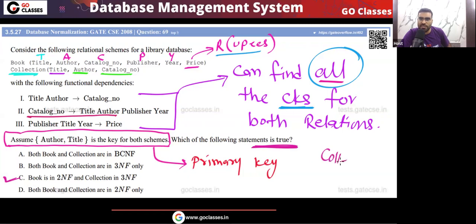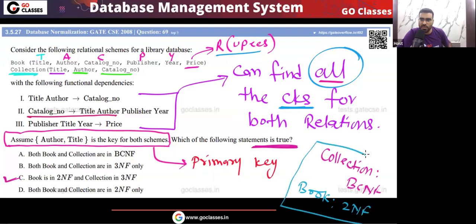Actually, the collection table is in BCNF and the book table is in 2NF. This is the best answer. Remember, this is the best answer. But from the options, which is the best option? See, this is clearly wrong. This is also wrong. These two options are wrong. This option is correct, and this is also correct.